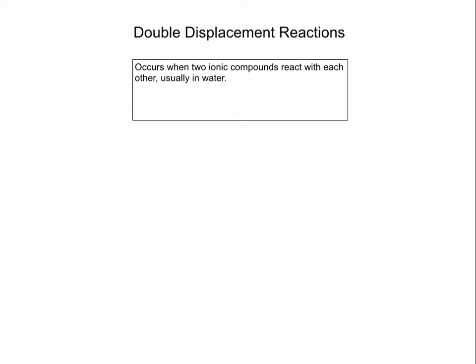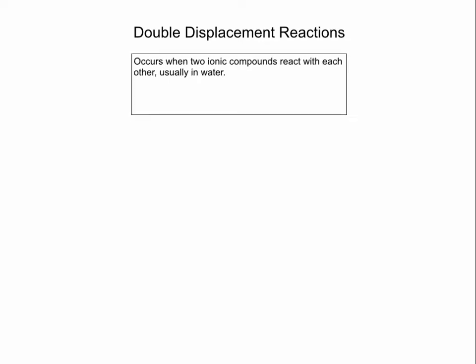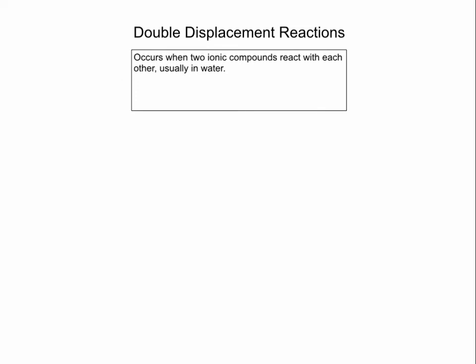So we have two ionic compounds, and the basic form of this reaction is going to be, if we have compound AB, and we react that with compound CD, the metals of these compounds switch places. So if A and C are the metals, we end up with new compounds CB and AD. So that is the general form of our double displacement reaction.